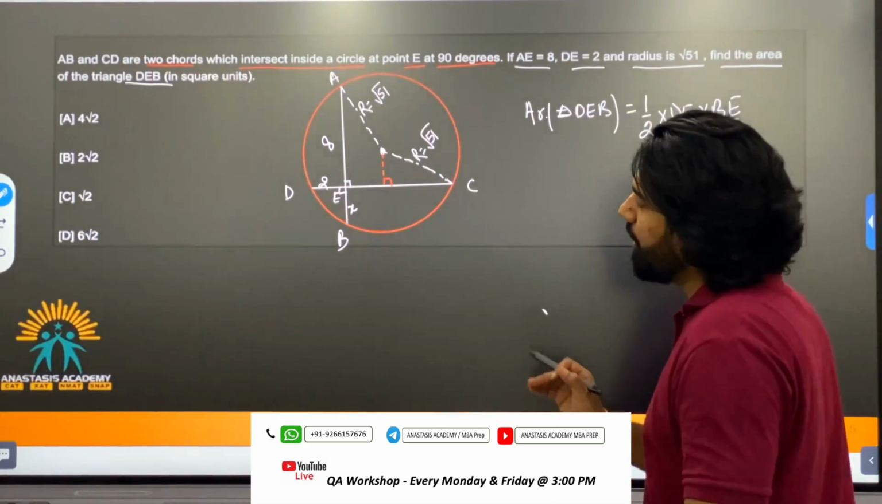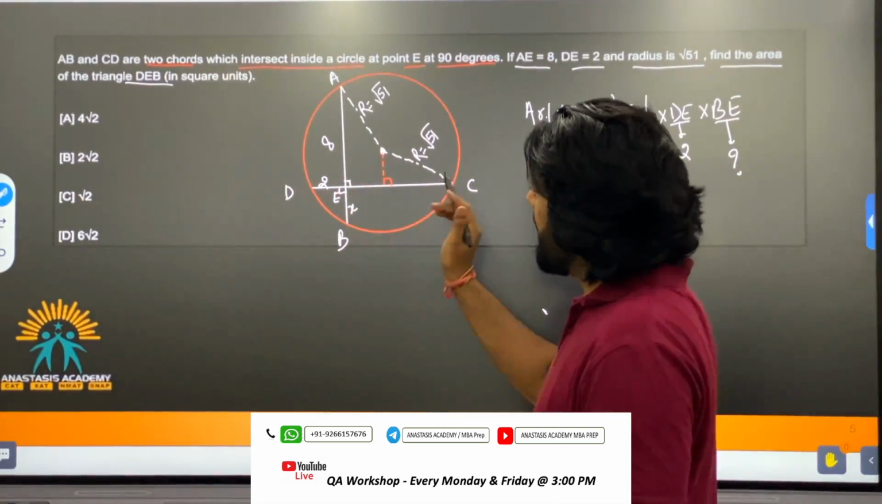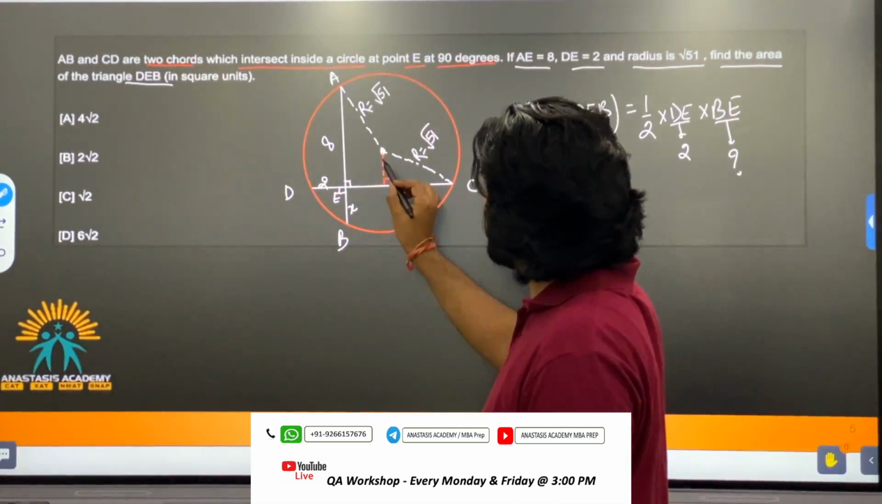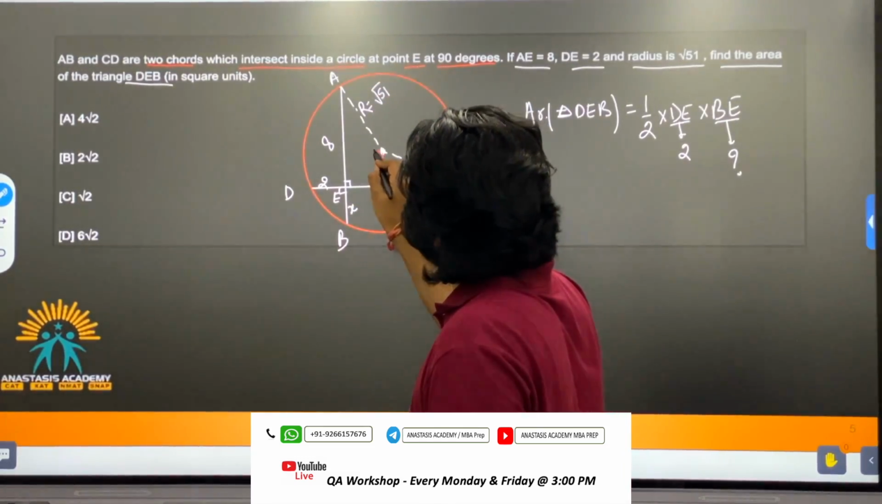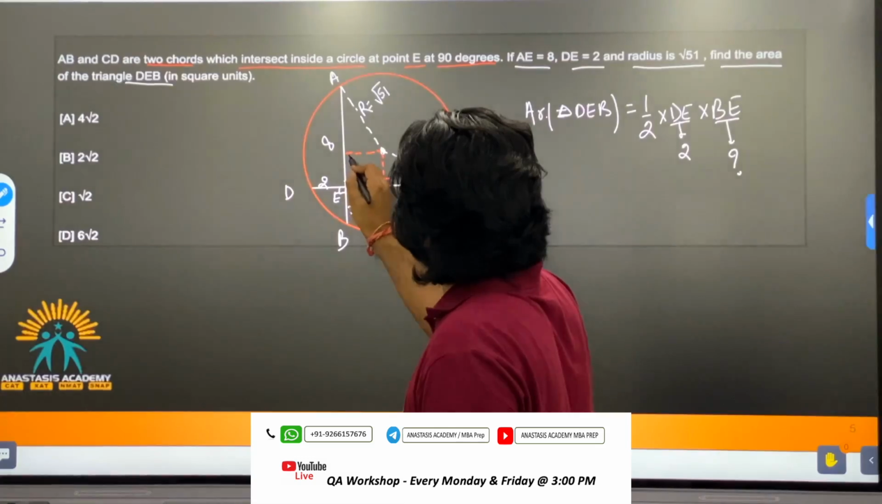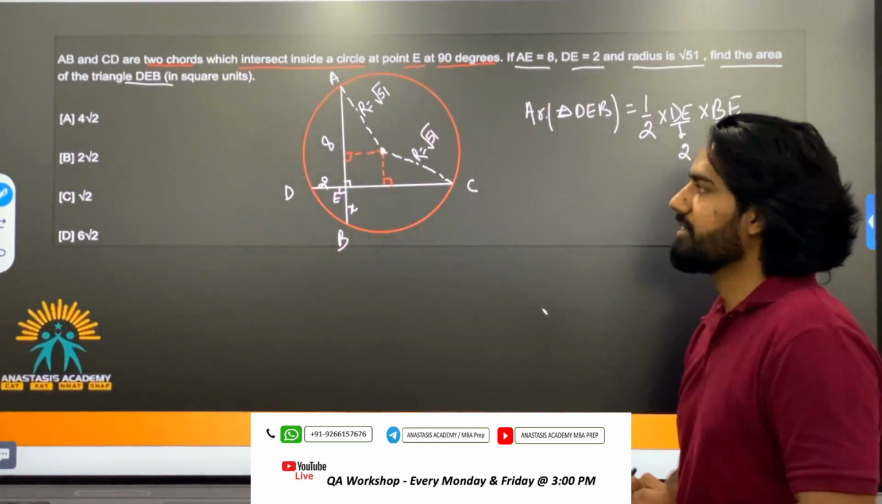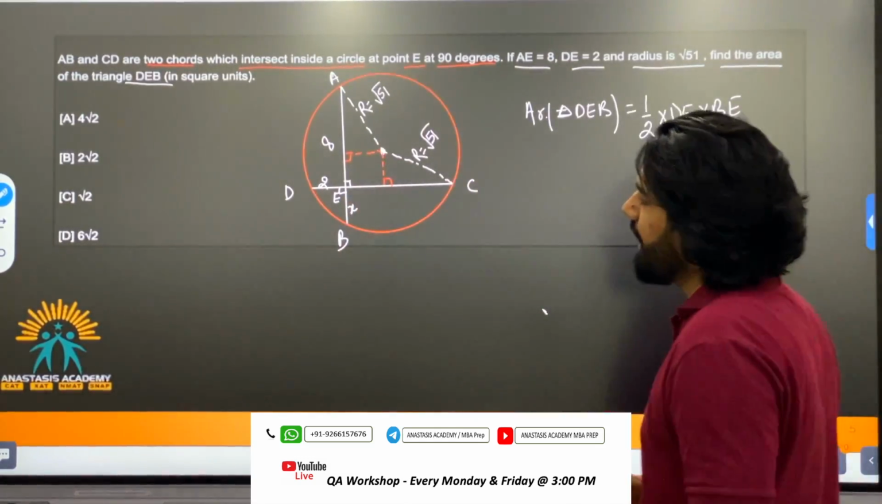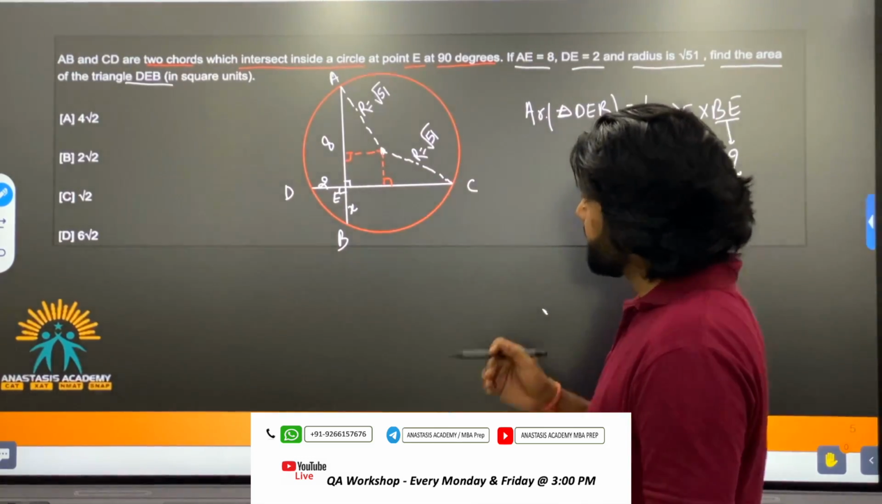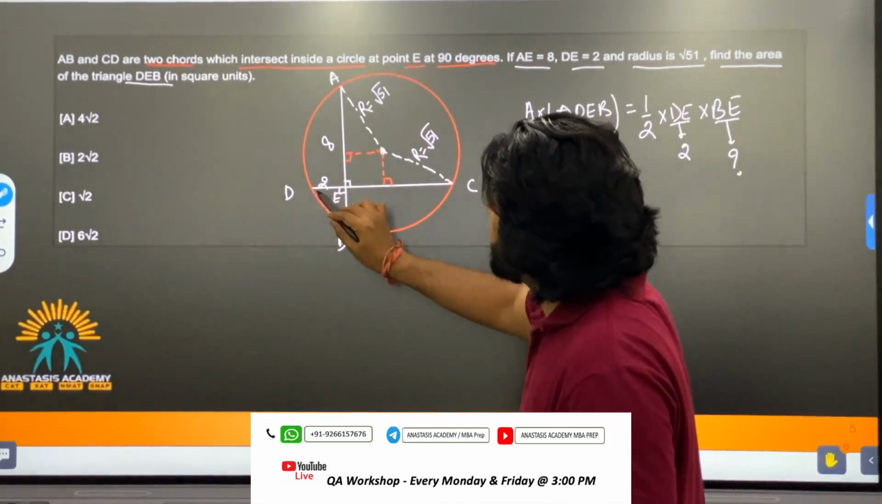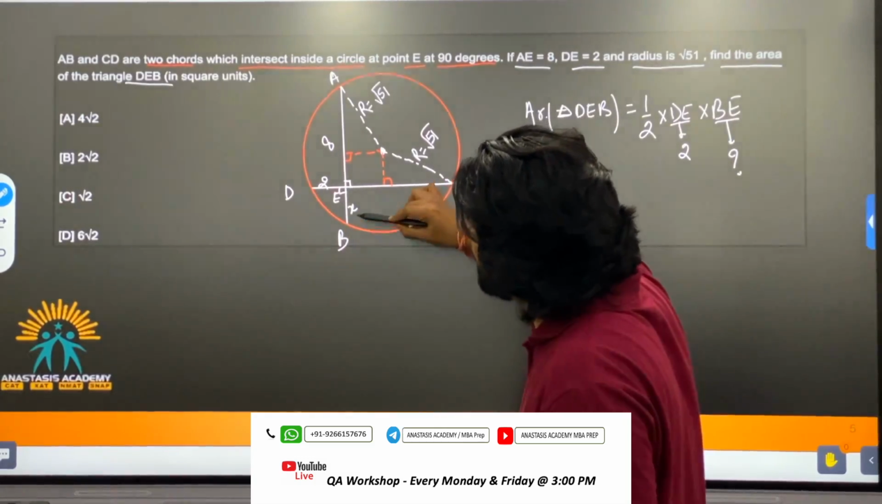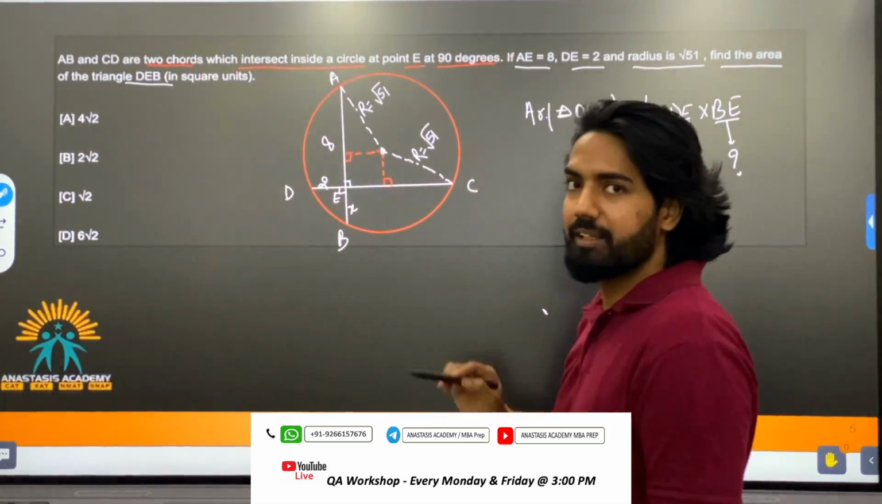Correct? Now draw another perpendicular to this chord AB. So I am dropping another perpendicular to chord AB. Now, it is given that DE is 2, and I have assumed BE as x.